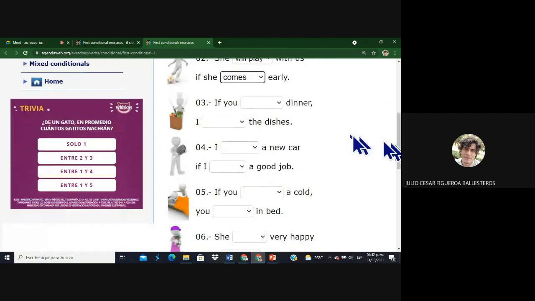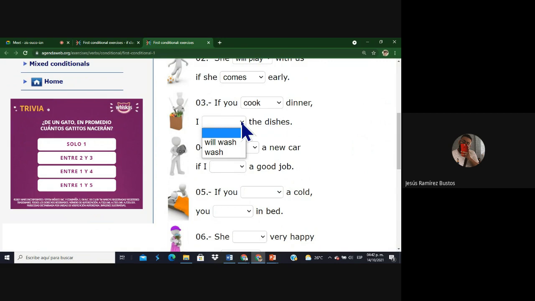All right, Jesus. Here comes the next one. Come on. If you cook dinner... be careful, because if you say cock, no, this is in English. Okay, come on. If you cook dinner, I will wash the dishes.